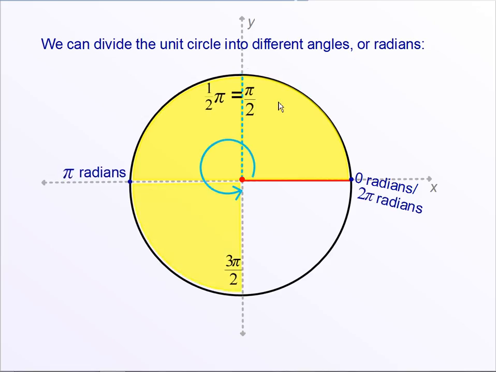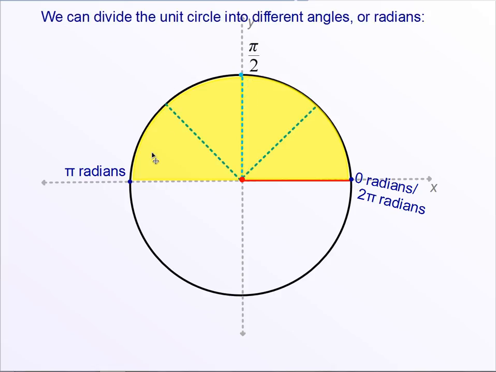I can also keep going. By the time I get around to this area of my circle, that's 3 of those half pi pieces. So this is 3 halves pi, or 3 pi over 2. And I can keep going and make that 4 halves, but 4 halves is the same as 2 pi.